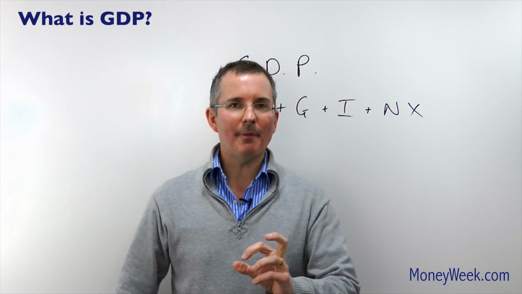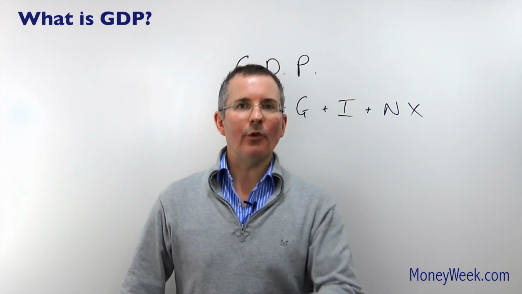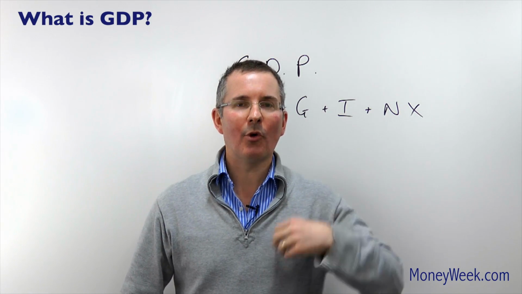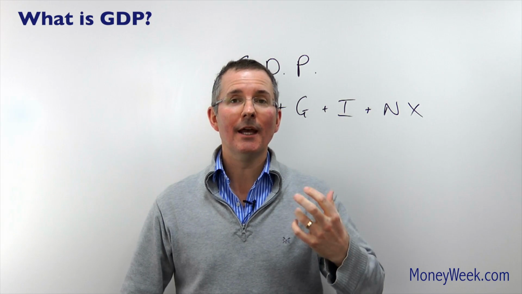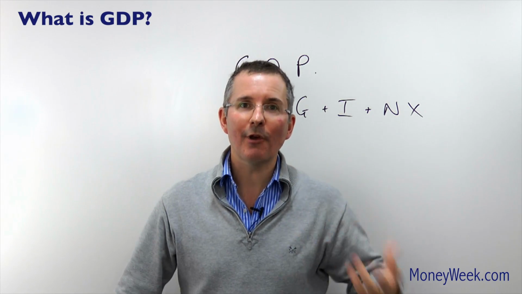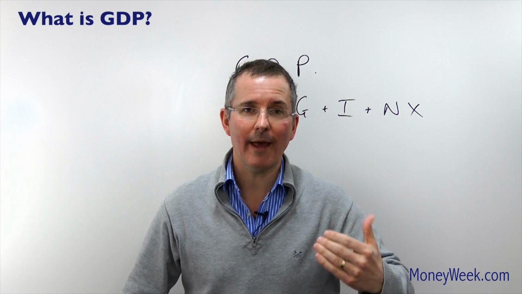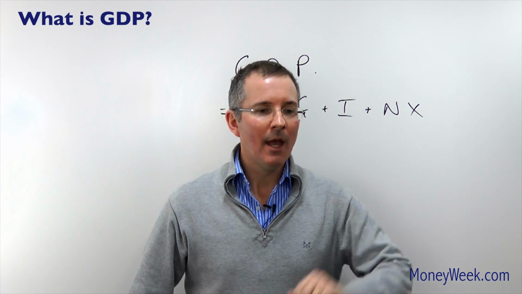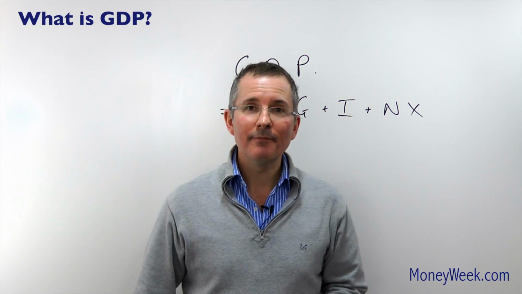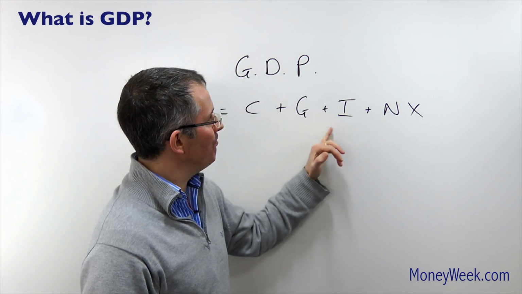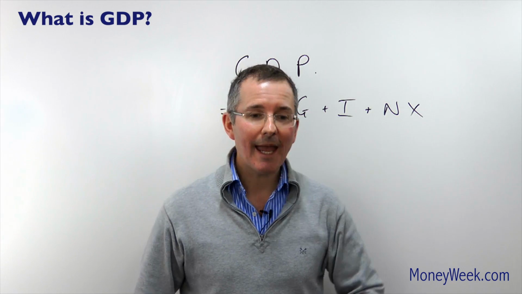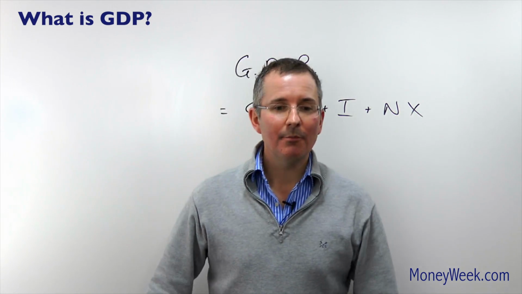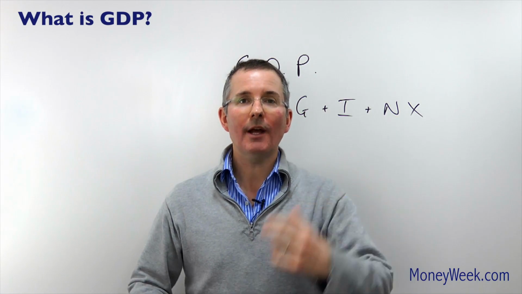Well, the expenditure method says, if you look at all the spending in the economy, you should get a feel for how healthy it is overall. Because the more an economy is spending, presumably, the more it's growing. So that's the logic there. C is consumer spending, roughly speaking. G is government spending. I is business spending. And NX is net exports, or the gap between UK exports and imports.